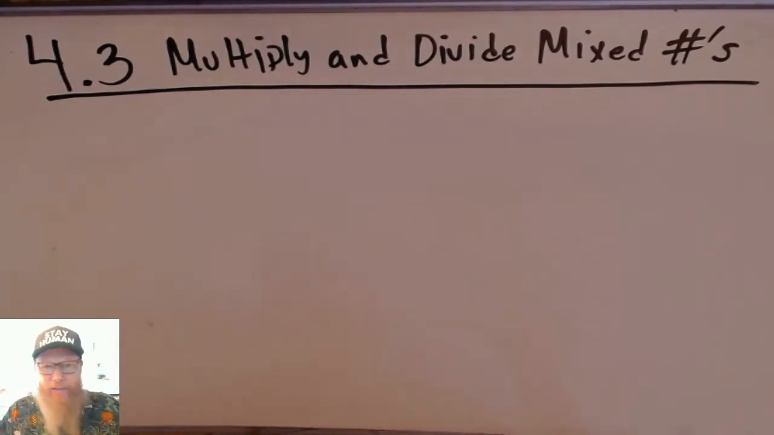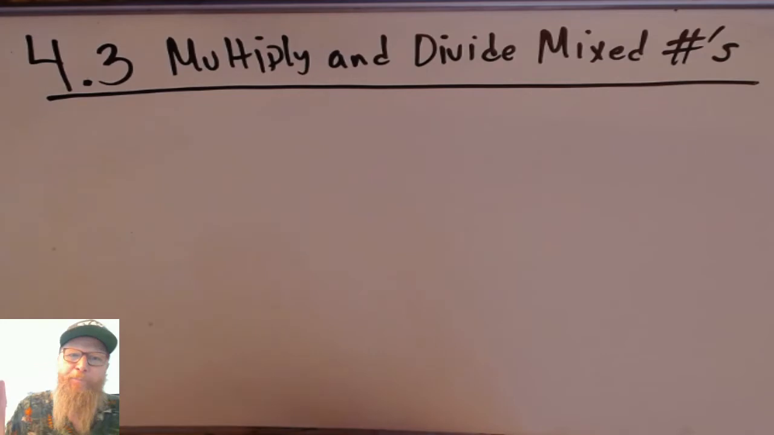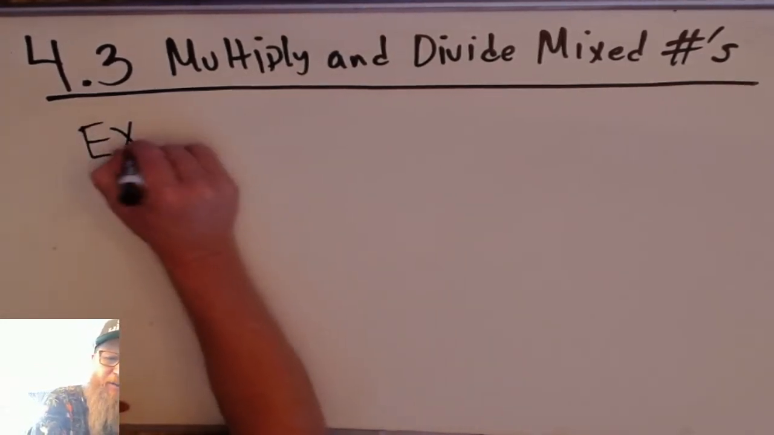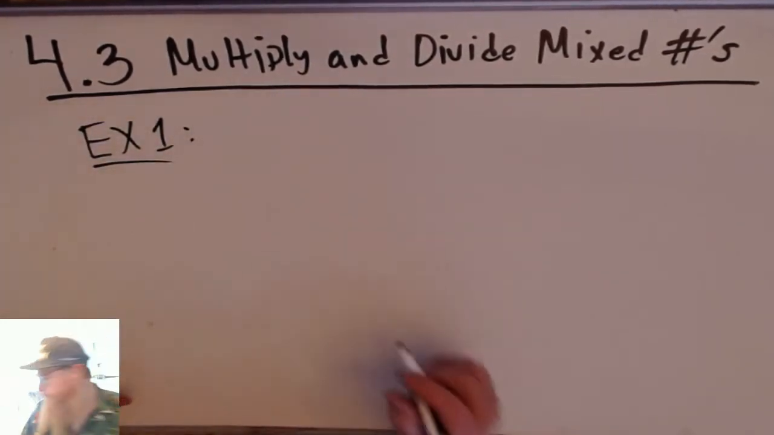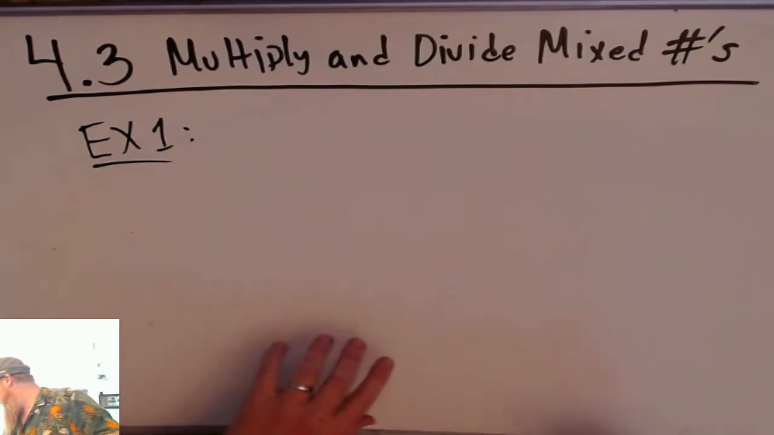Okay, I don't really have a backstory. I don't have a big, long introduction. We've talked about mixed numbers. We've talked about fractions. It's basically the topic of the entire chapter. I'm going to get right into it with an example. Let's start with multiplying.